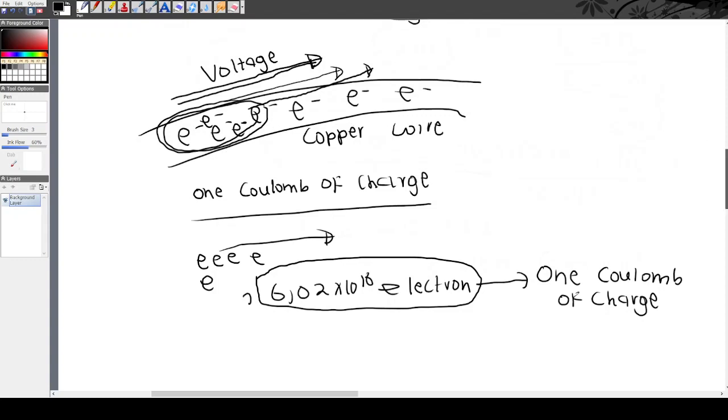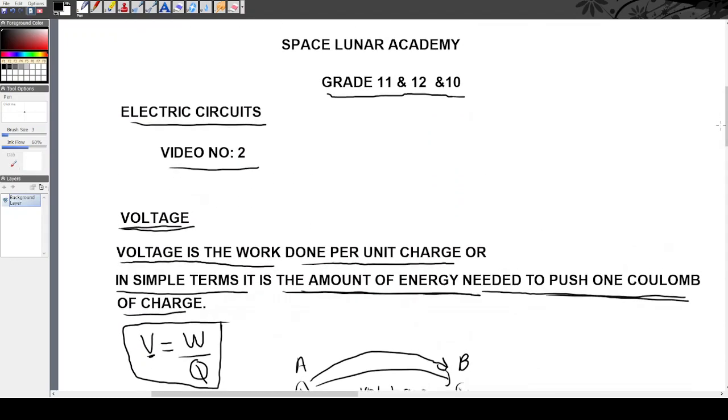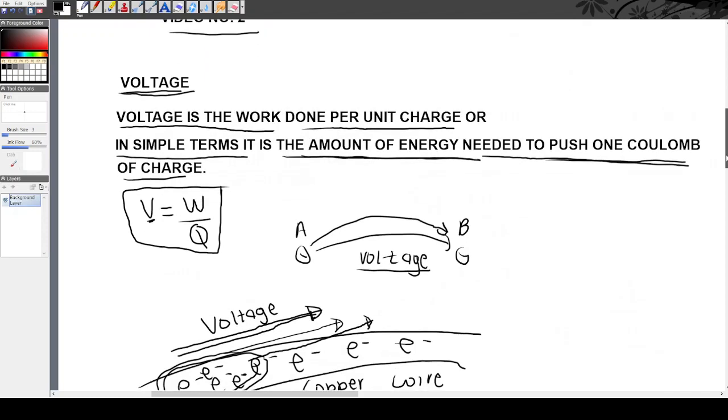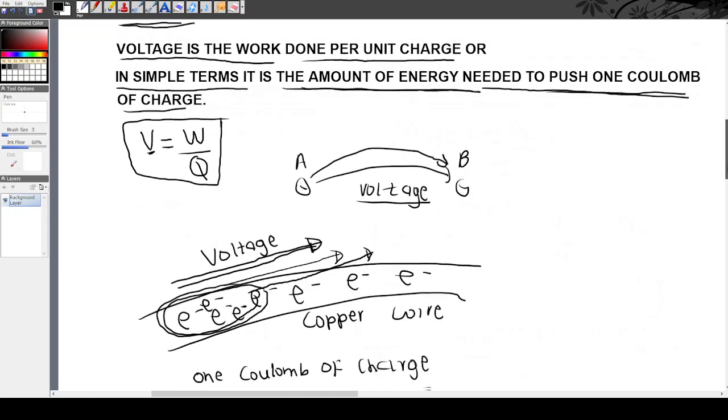So I hope it makes sense what voltage is. Voltage is the amount of energy you need to push so that you can move the electrons from one point to another, because electric current is the flow of electrons, and for electrons to flow you need voltage. So voltage is the energy that is needed to push a group of electrons. So it's simple. I hope it makes sense.